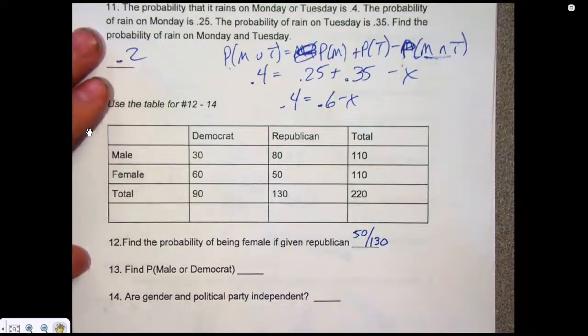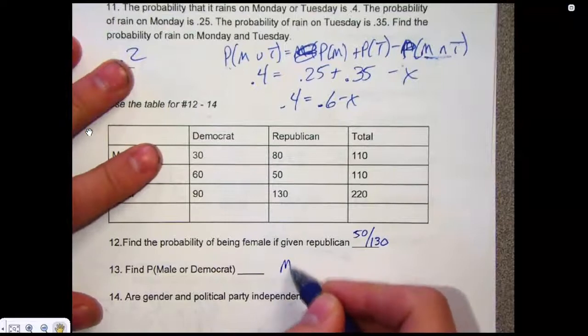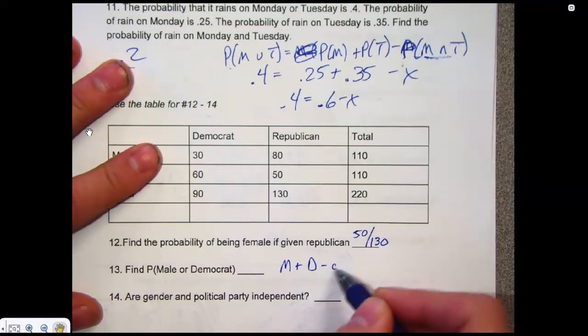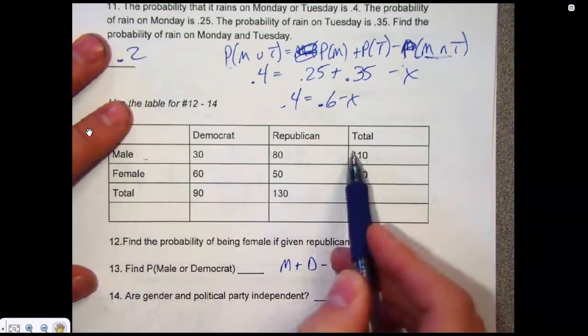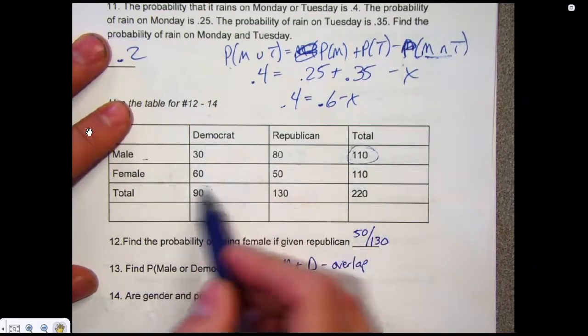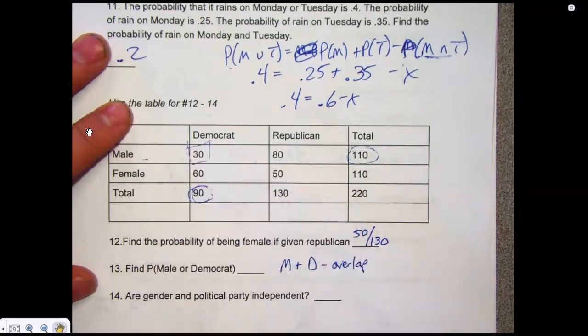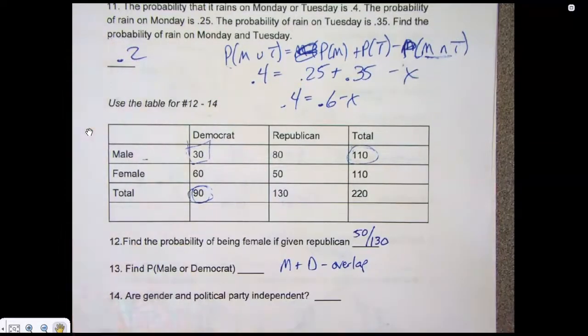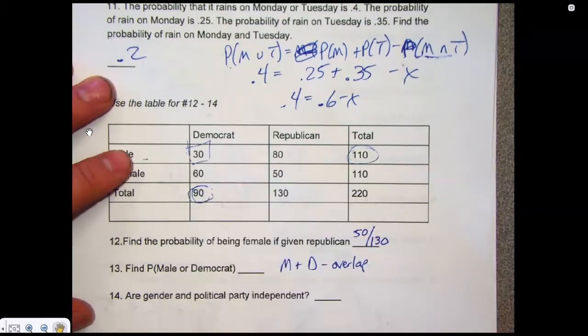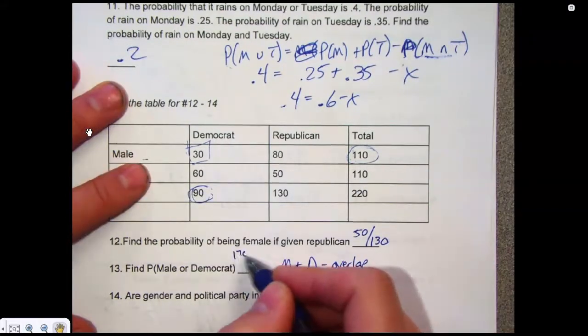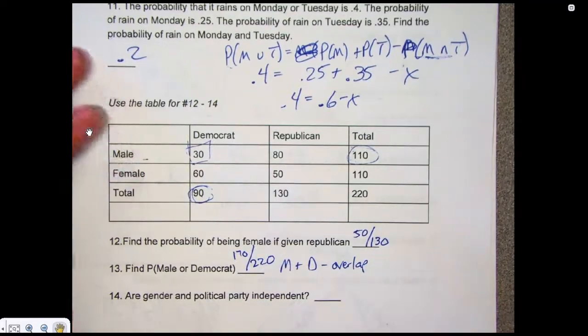Male or Democrat. So you've got to find male, Democrat, and then subtract the overlap. There are 110 males, there are 90 Democrats, but then this group of 30 was in there twice, so you have to subtract out one of those. So 110 plus 90 is 200, minus 30, so it's 170 out of 220.